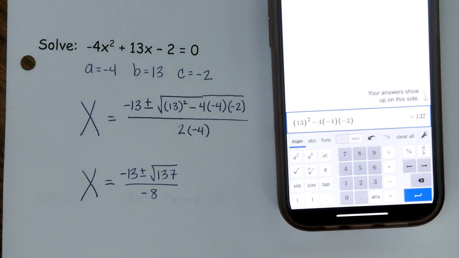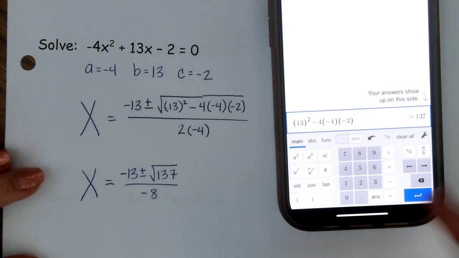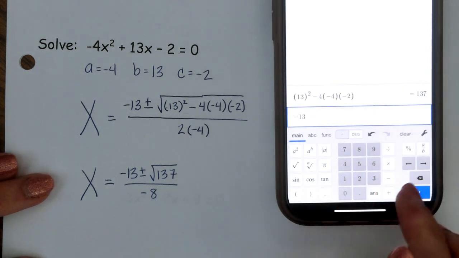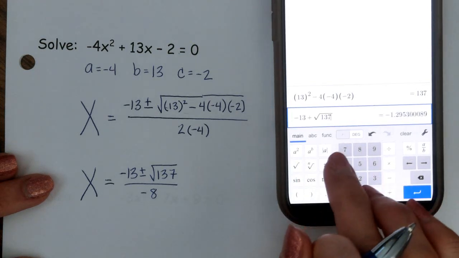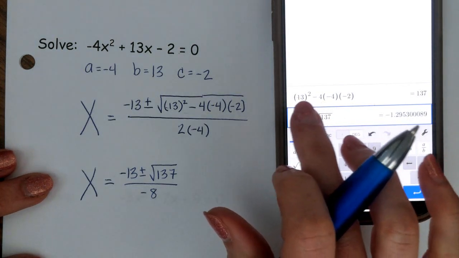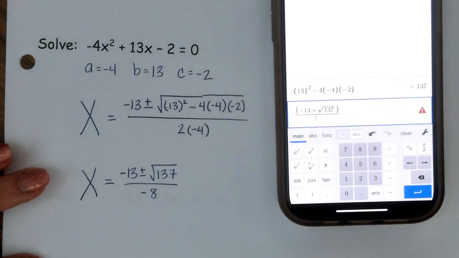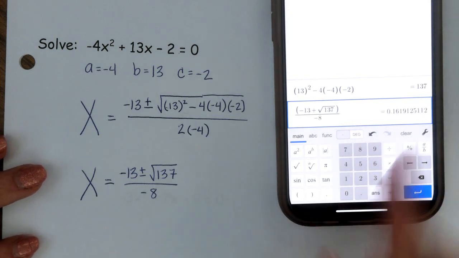So the tricky part of the quadratic formula is the order of operations. In order to help with that, you find what's under the square root, and now you take negative 13 plus the square root of 137. And what's great about Desmos is that you can just plug all of that in and divide it by negative 8.